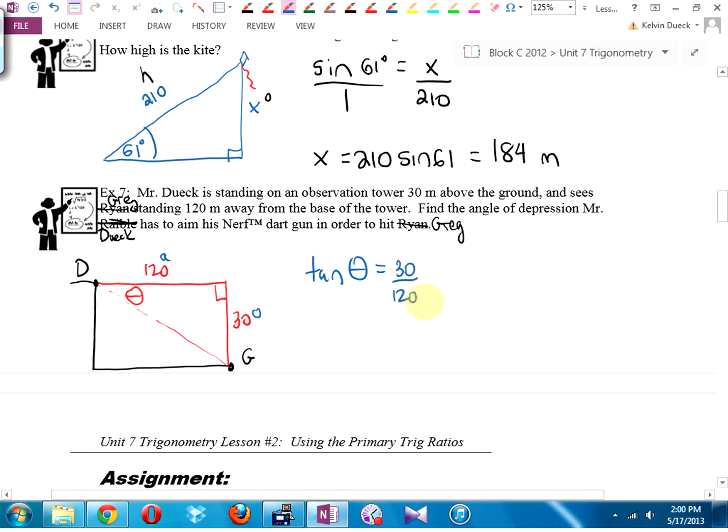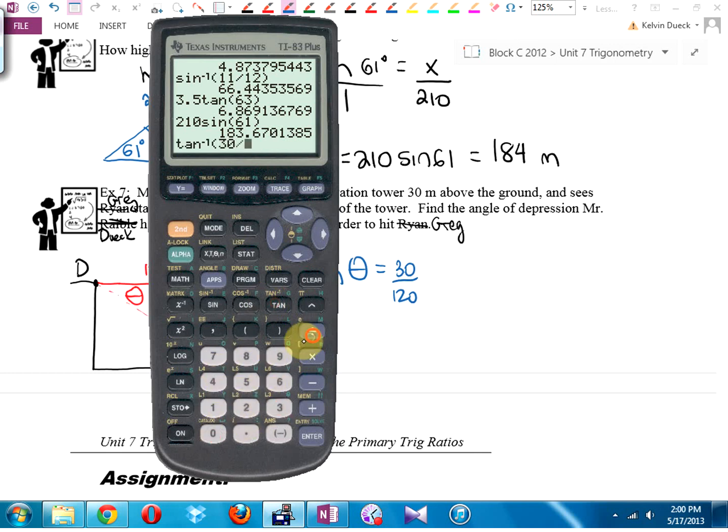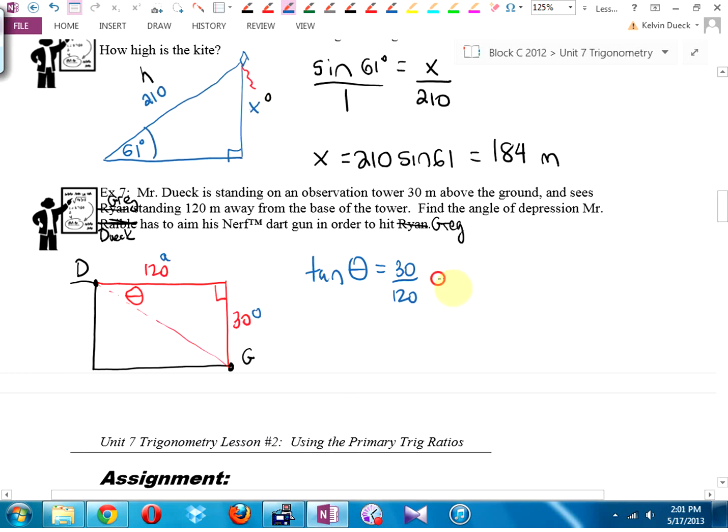Am I cross multiplying this time? Oh, what am I going to do? Good, find the angle. Mr. Dueck, can we test this? Oh, I wish. You get 14 degrees. Theta equals 14 degrees.